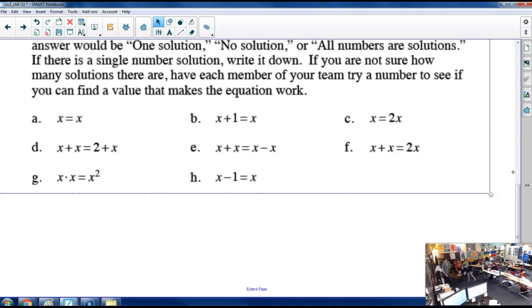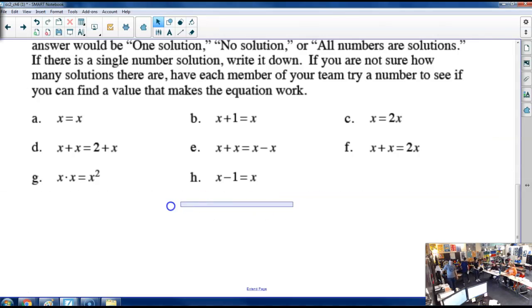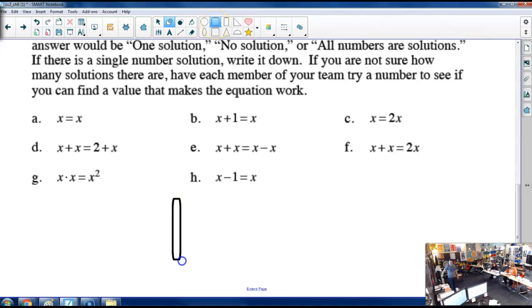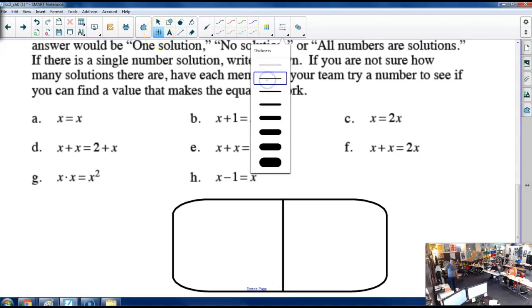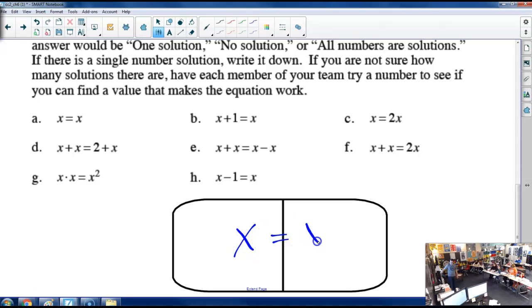We're going to go through and write one solution, no solution, or many, like any amount of solutions. If I have my equation mat, we'll do this. Here's my equation mat, right? And I'm just going to make a perfect straight line. And I have an x on each side, like they're telling us in A. X is equal to x. Okay.